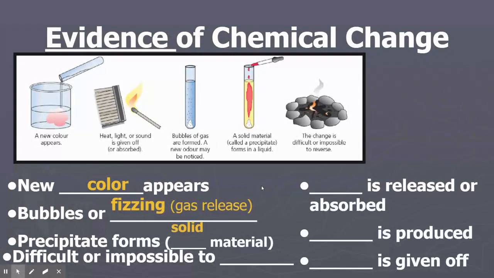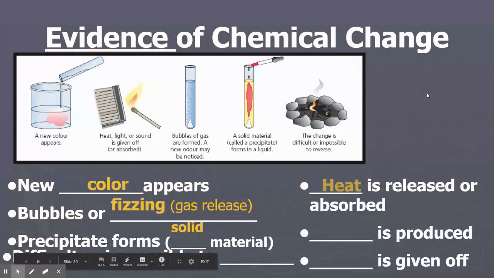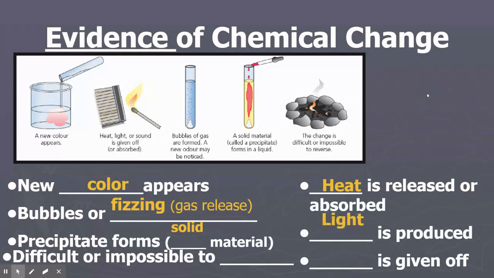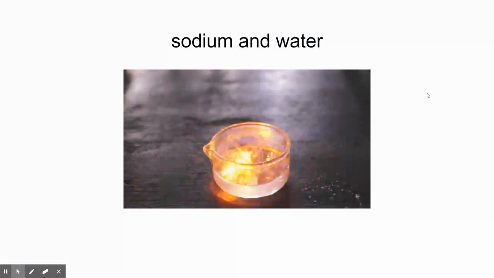That's evidence. A precipitate, that means a solid formed. That's evidence. If heat is released or absorbed, that is evidence. If light is produced or a light emission, sound, and if it's really, really hard to put back to its original state, that's also evidence of a chemical change.